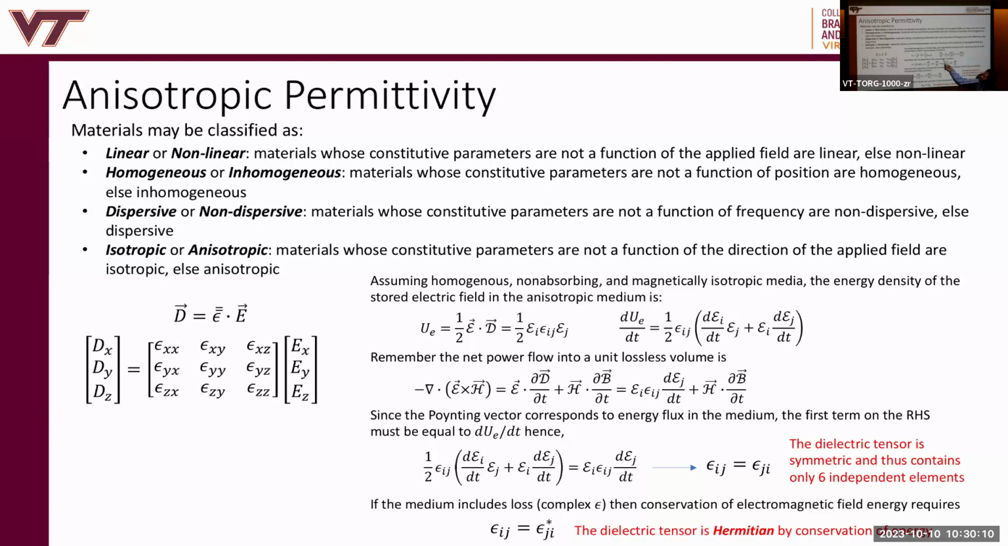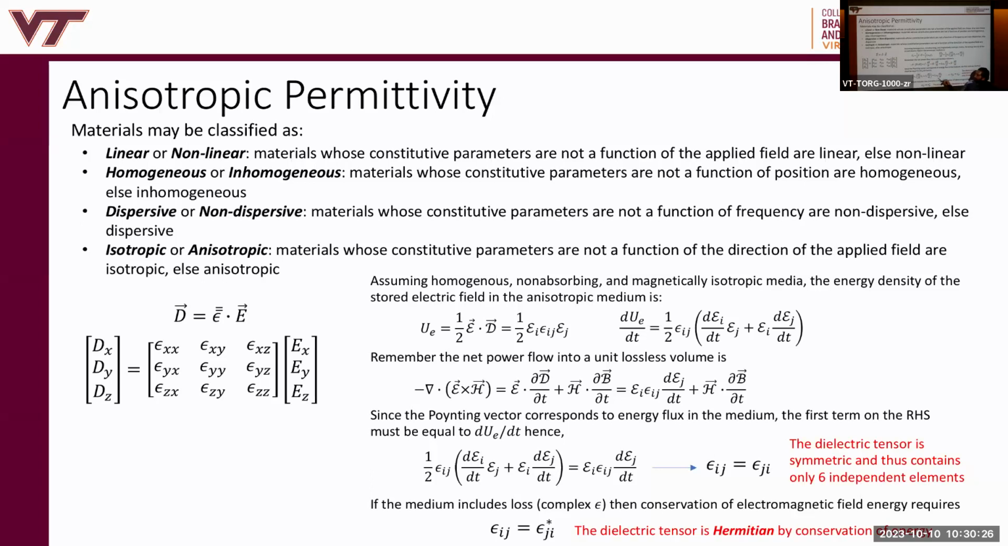So dU_E/dt, that's 1/2. So we differentiate this expression with respect to time. This is a function of time. So is this. We can write that in this form because we use the product rule, right? These are all scalars, they come out.